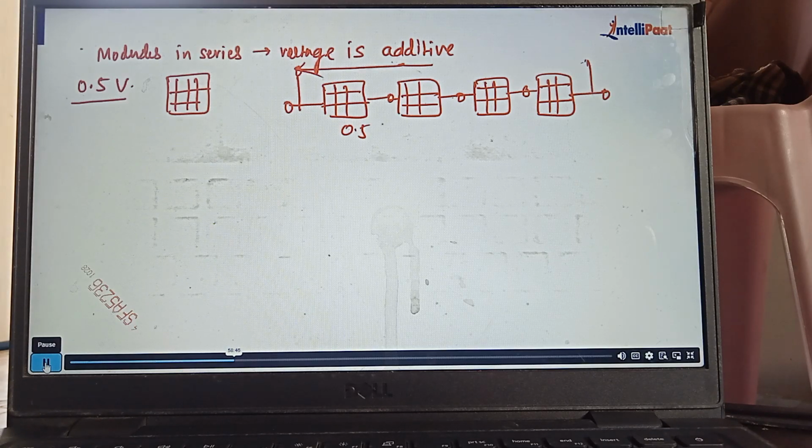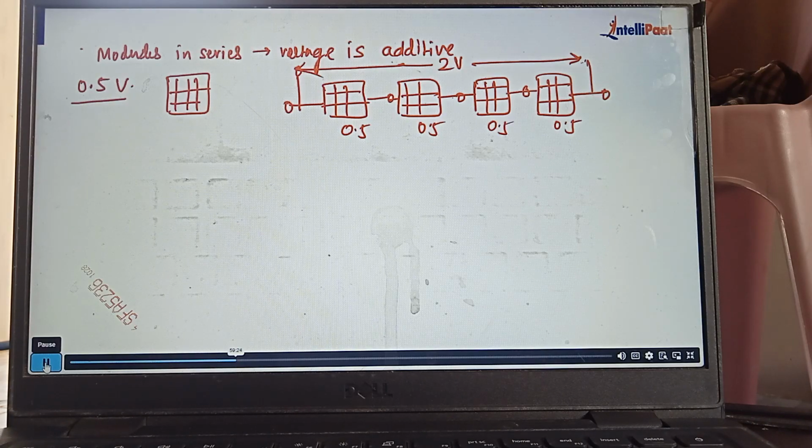So 0.5, 0.5, 0.5, 0.5. What is the total voltage? 2 volt, right? 2 volt will appear across this. This is how it is used to make the module. A solar module is a combination of several solar cells connected together to generate more power. So we have different types of modules.